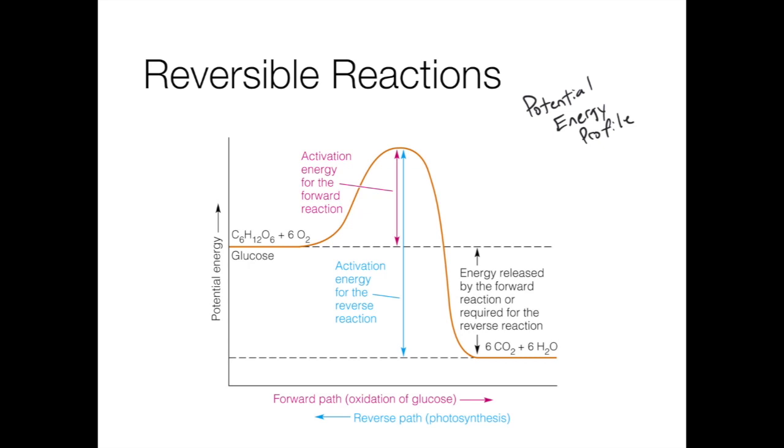But this is what's happening in photosynthesis. Plants take carbon dioxide and water and turn it into food and oxygen. Fortunately for us, as we talked about, otherwise things that breathe oxygen would not be around. So plants can overcome this activation energy in order to reform the reactants in this reaction. The forward path, which is the oxidation of glucose, and the reverse path, which is photosynthesis.